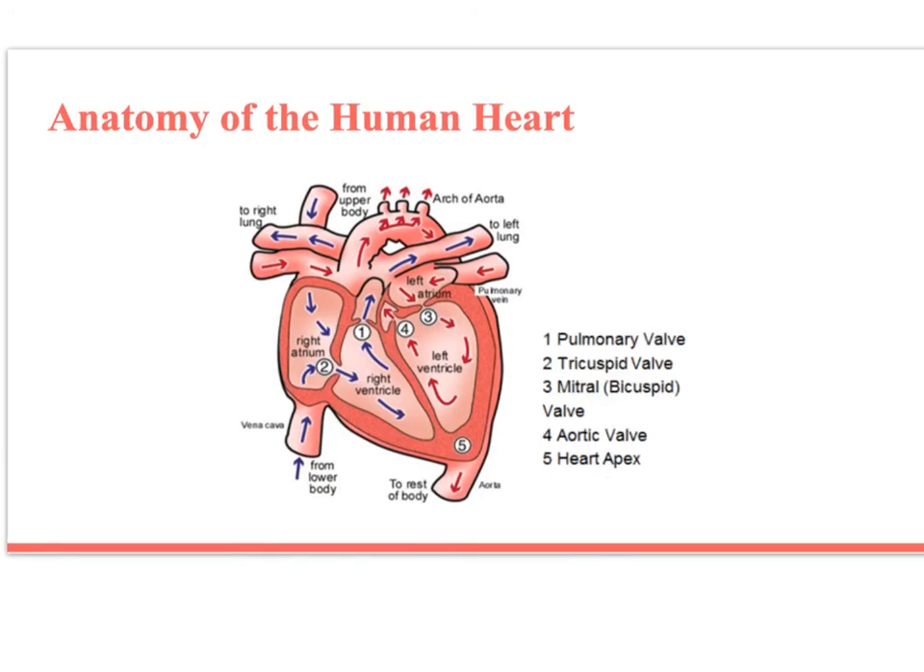Well, hopefully you figured this out, that number 1 here is the pulmonary valve. 2 is the tricuspid, aka the right AV. 3 is the mitral, aka the left AV. And then 4 is your aortic valve. 5 is something called the heart apex, which is basically the point that it comes to. Not vitally important, but something to note. It basically is at the bottom of the septum here.